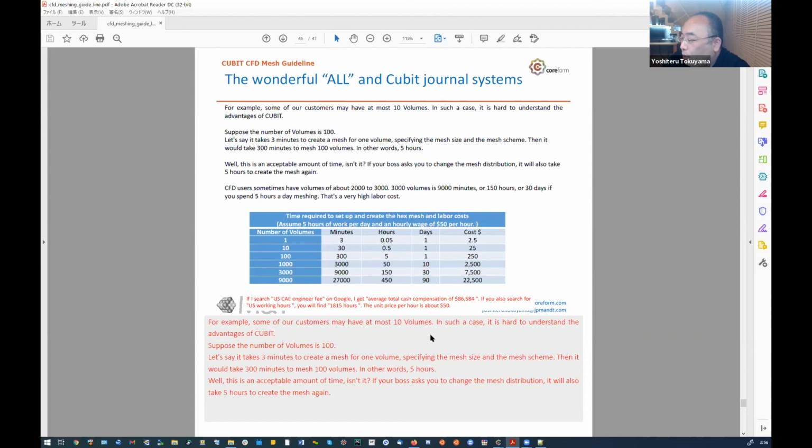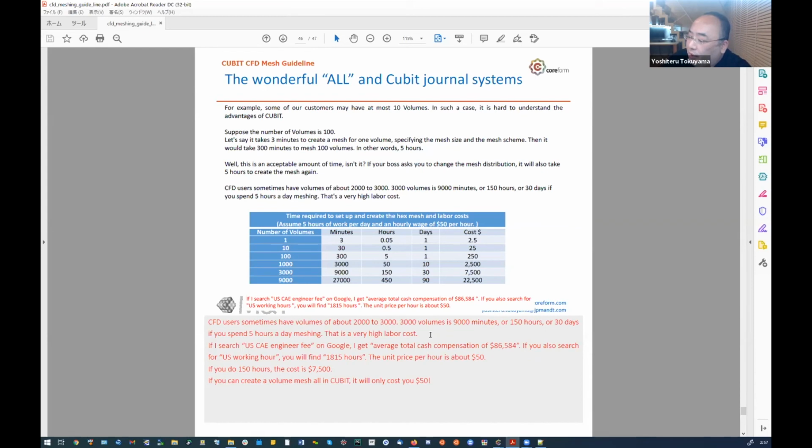If your boss asked you to change the mesh distribution, it will also take 5 hours to create the mesh again. CFD users sometimes have volumes of about 2,000 to 3,000. 3,000 volumes is 9,000 minutes or 150 hours, or 30 days if you spend 5 hours a day meshing. This is a very high cost.